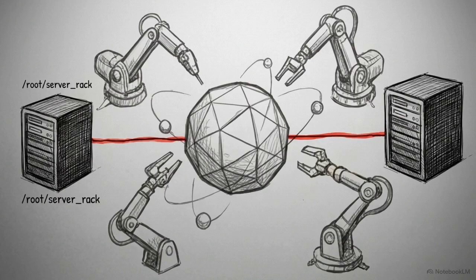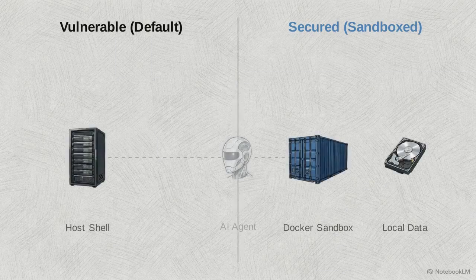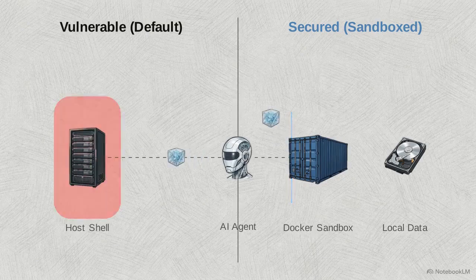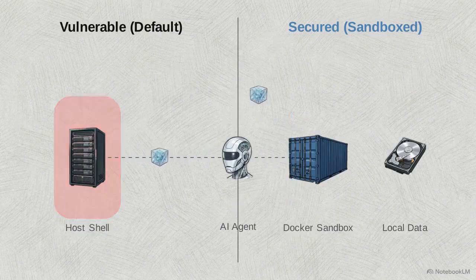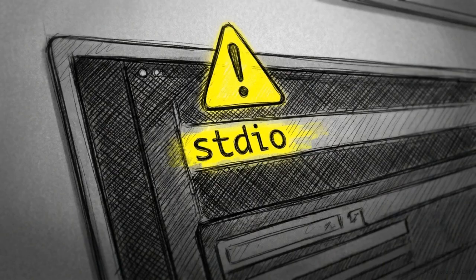The standard MCP architecture allows AI agents direct access to system and shell execution by default. This split screen illustrates the risk. On the left, vulnerable raw input flows straight into an exposed system shell. On the right, that same input hits a Docker sandbox barrier, actively blocking the agent from reaching local disk drives or databases. If your configuration relies on standard I/O server parameters, there is a strict rule you must follow.